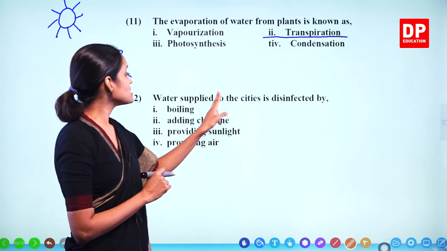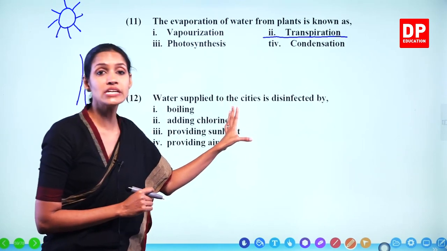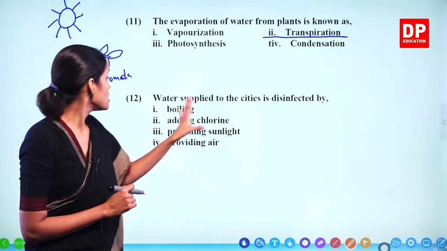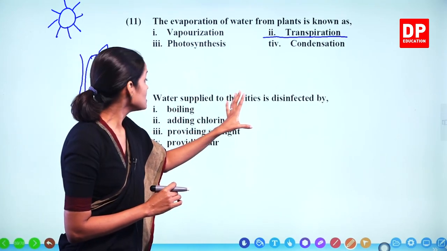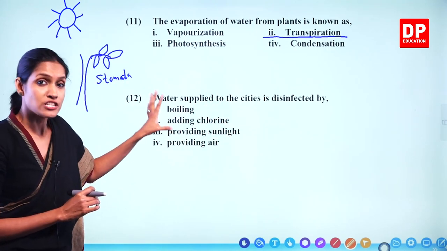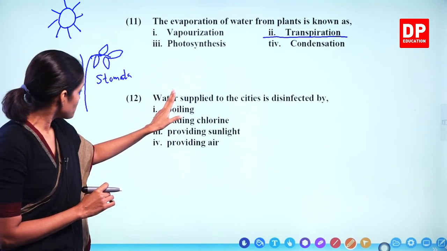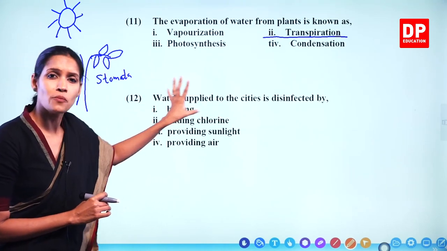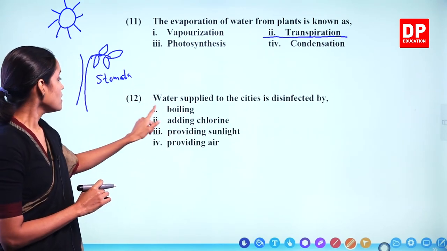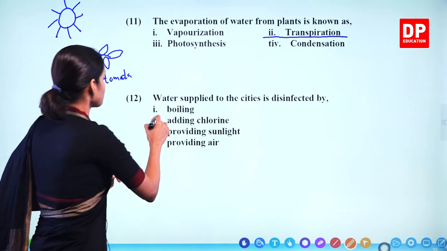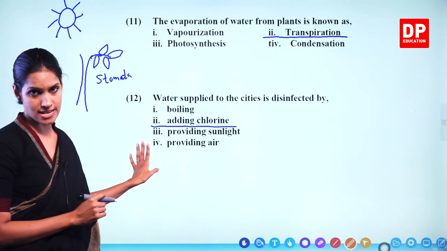Water supply to the cities is disinfected by. Now, what is disinfection? Killing germs, destroying germs. So, you all know that. I explained it before. Water is disinfected in cities by adding chlorine. Boiling is correct, but not for water supply to the cities. At the domestic level, by boiling water, we can kill germs, right? Adding chlorine is the answer. Providing sunlight, providing air, they are not correct answers.